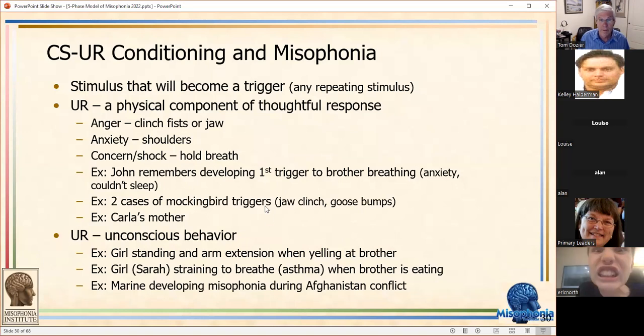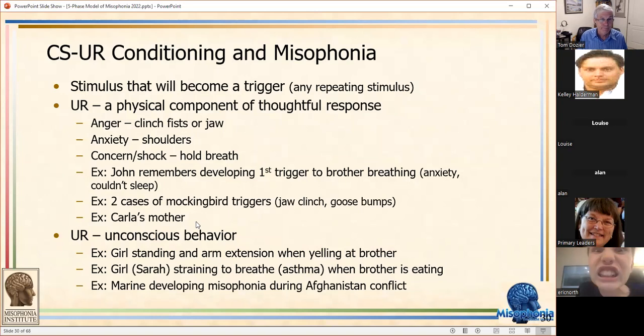I know two cases, one is definitely local, of mockingbird triggers. One person had mockingbirds build a nest outside his bedroom window. That sounds really cute, baby birds outside your window, except the male mockingbird chirps 24 hours a day sometimes. And he developed a goosebumps response on his arms.